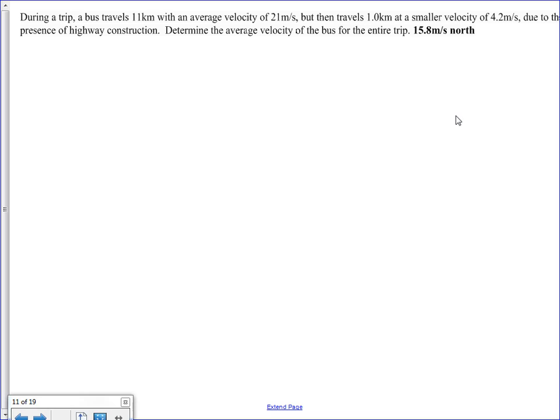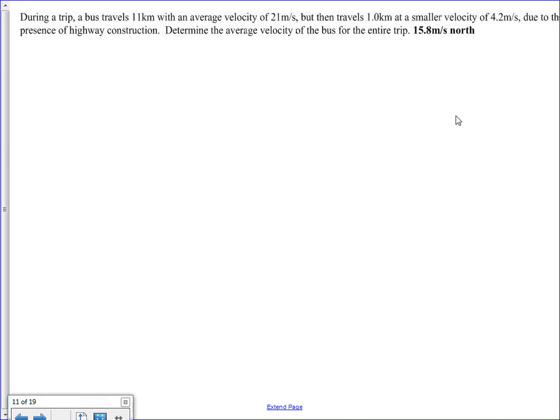Okay, guys, we're gonna have a look at number 4 here. I've had a bunch of people ask about it. Number 4 is exactly like the one we did at the beginning of class. It is a 2-part question. There is a part where it's traveling one speed, and a part where it's traveling a second speed. Anytime we have a question with more than one part, we have to use total distance over total time.